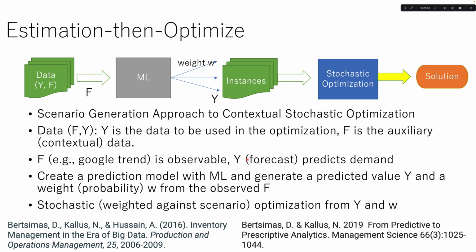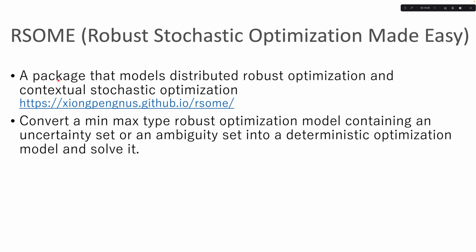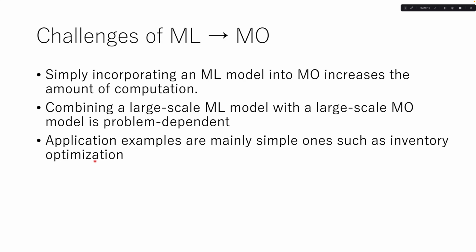Another package, RSOME, has been released to model distributionally robust optimization and context-aware stochastic optimization. It extends deterministic optimization models by adding random variables, uncertainty sets, and ambiguity sets. So far, I've explained the ML first, MO second pattern. This is a natural approach with many applications, though it has been mainly applied to relatively simple problems like inventory optimization. Future research and applications are expected.